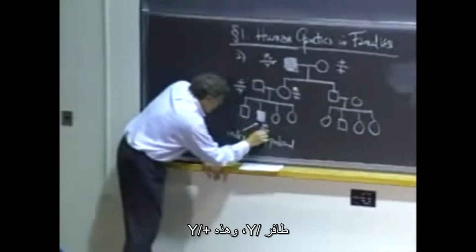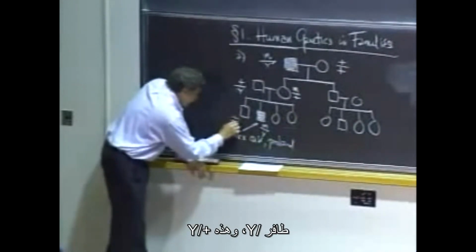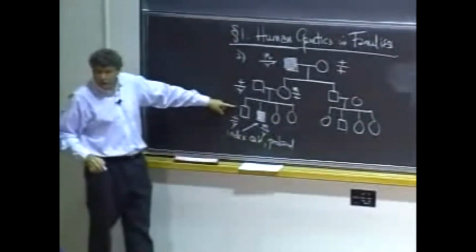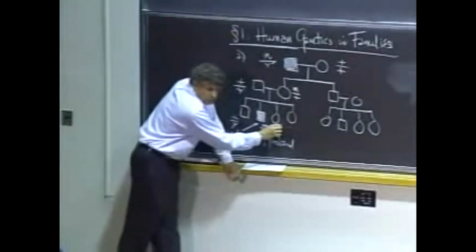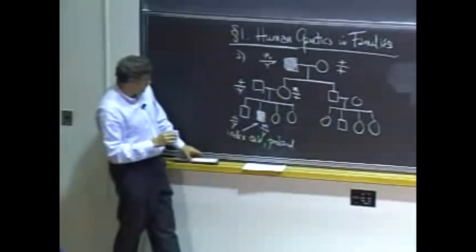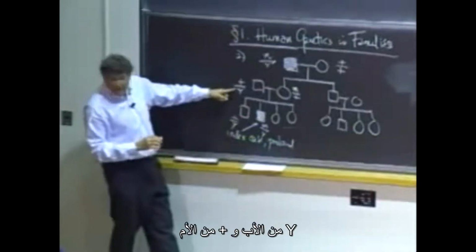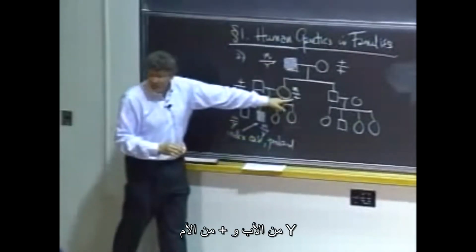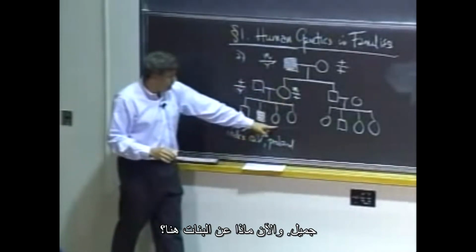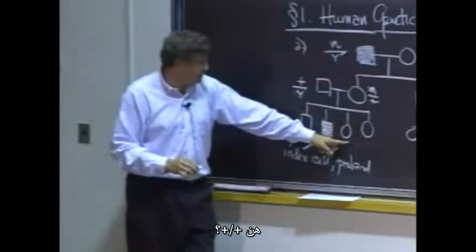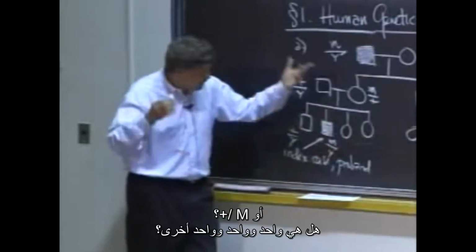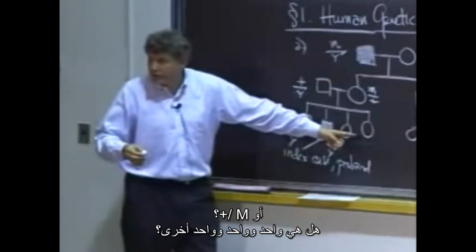Mutant over Y. This is plus over Y. How did this person get plus over Y? They just got the plus from mom. And the daughters? Y from dad. And a plus from mom. No, that's cool. Now, what about the daughters here? They're a plus over plus? Or M over plus is 1, 1, and 1 the other?